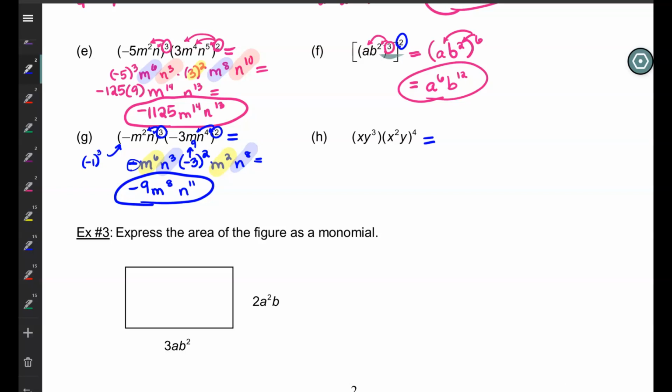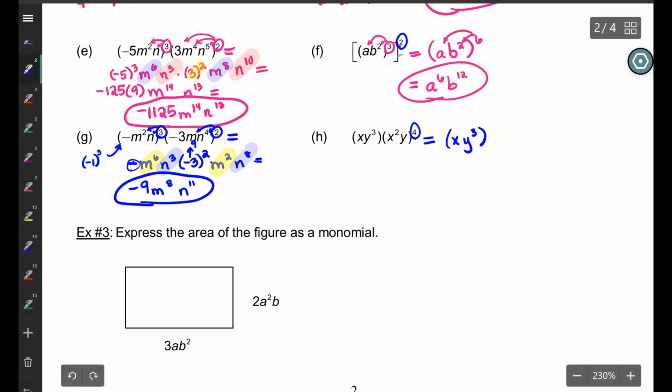Okay, H. So there's nothing here. So that really just means there's a 1. So I'm not going to have to worry about that first part. So I'm going to leave x, y to the 3rd. And then we'll combine it with the next part. So here I have a 4. I'm going to distribute. So I get x to the 8th. And then that's just going to be y to the 4th.